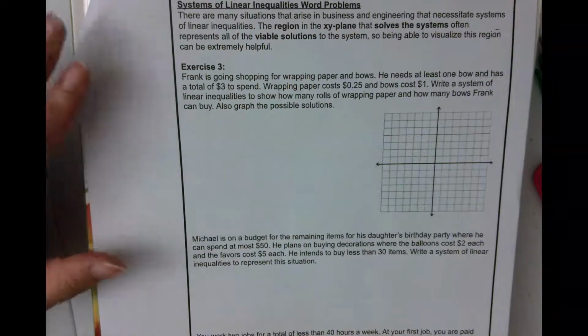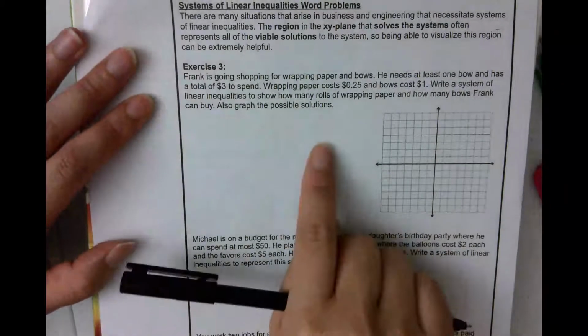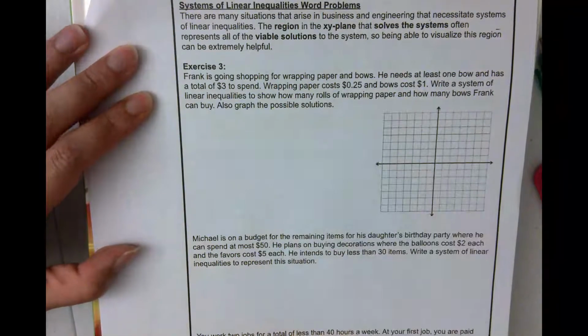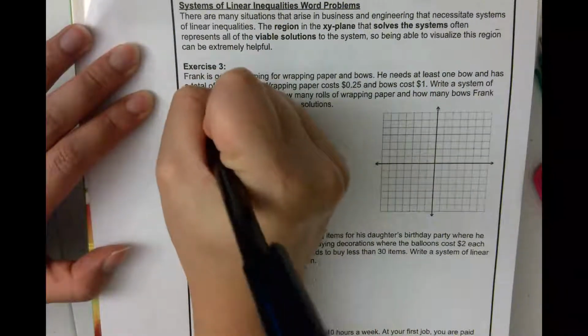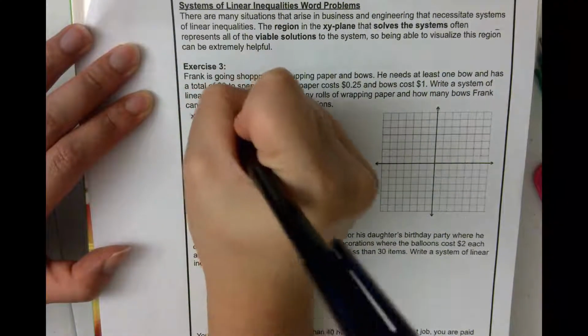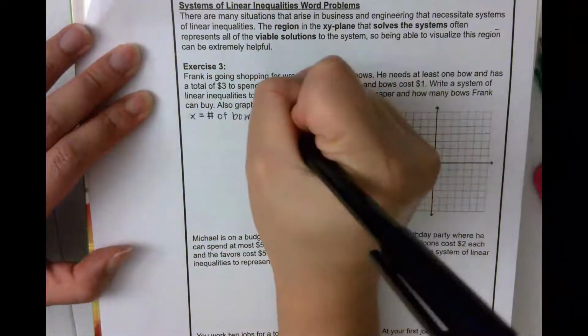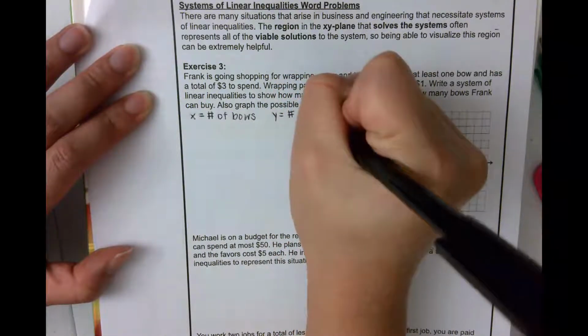As always, we're going to start by defining our variables. The tip is to look at what our question is asking for. So here we want to know how many rolls of wrapping paper and how many bows Frank can buy. I'm going to make X the number of bows, and I'm going to make Y the number of rolls of wrapping paper.